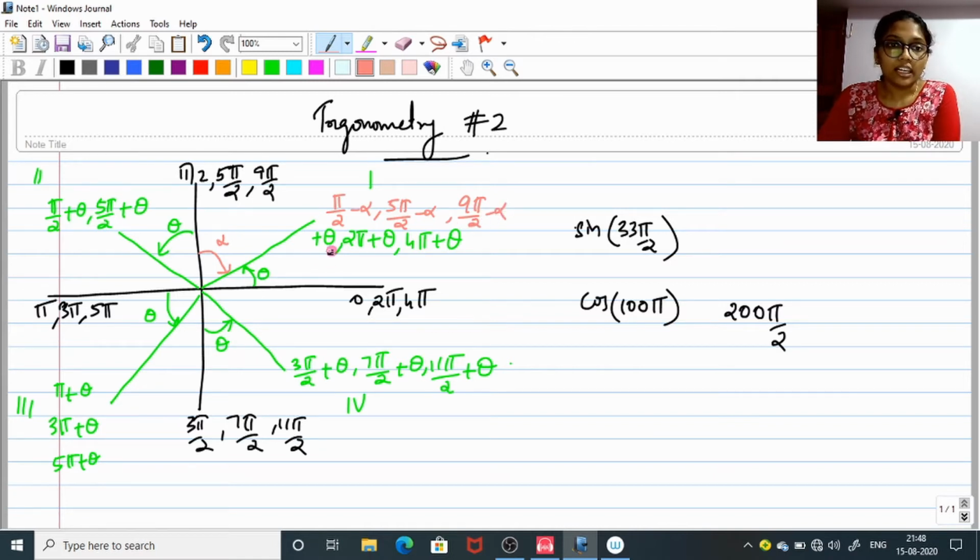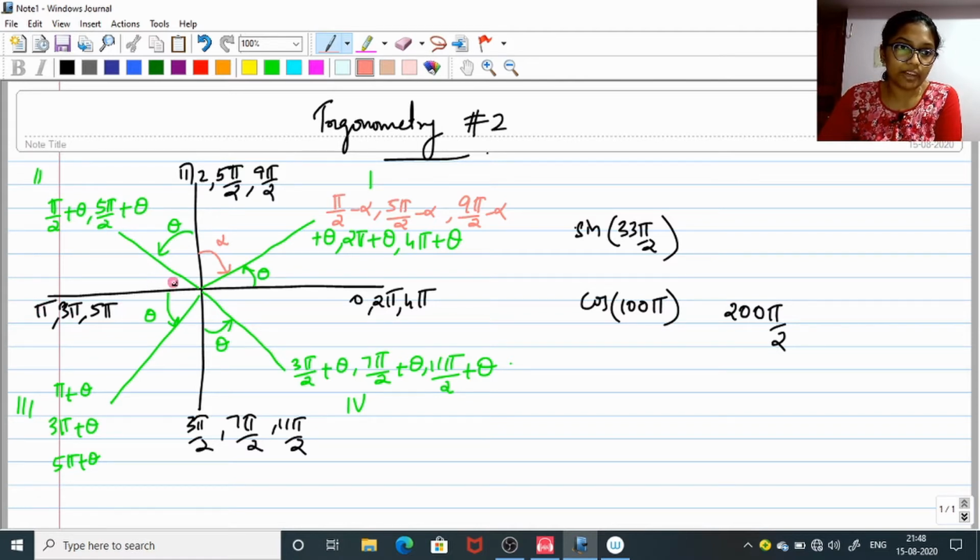Here, the green equations which I have written are measuring the angle in an anti-clockwise direction. That is why we have a positive sign here. See, this is 0 plus theta, and this is 2 pi plus theta, because theta is measured in a counterclockwise direction. Okay. Also, let us mark the same arm.